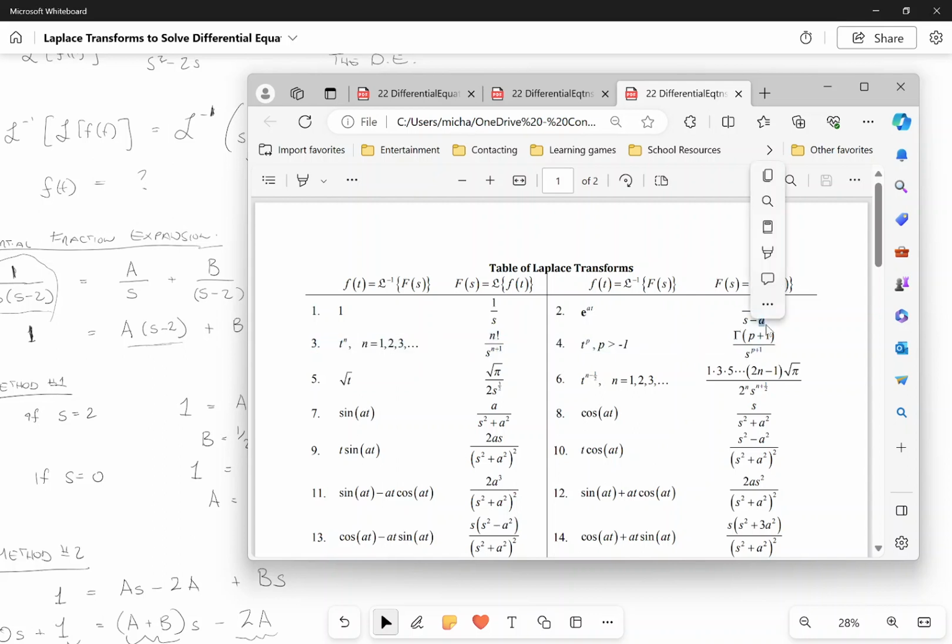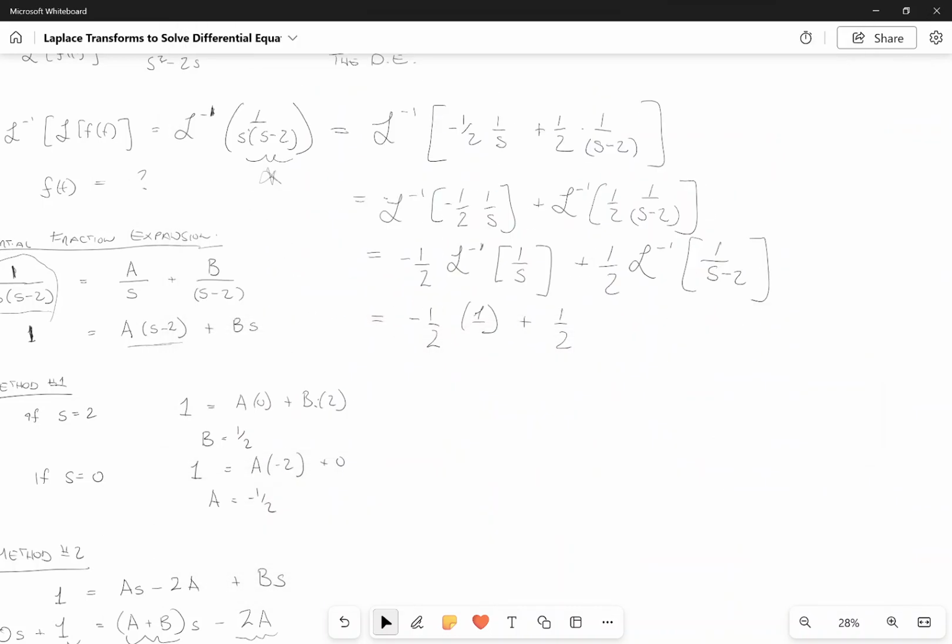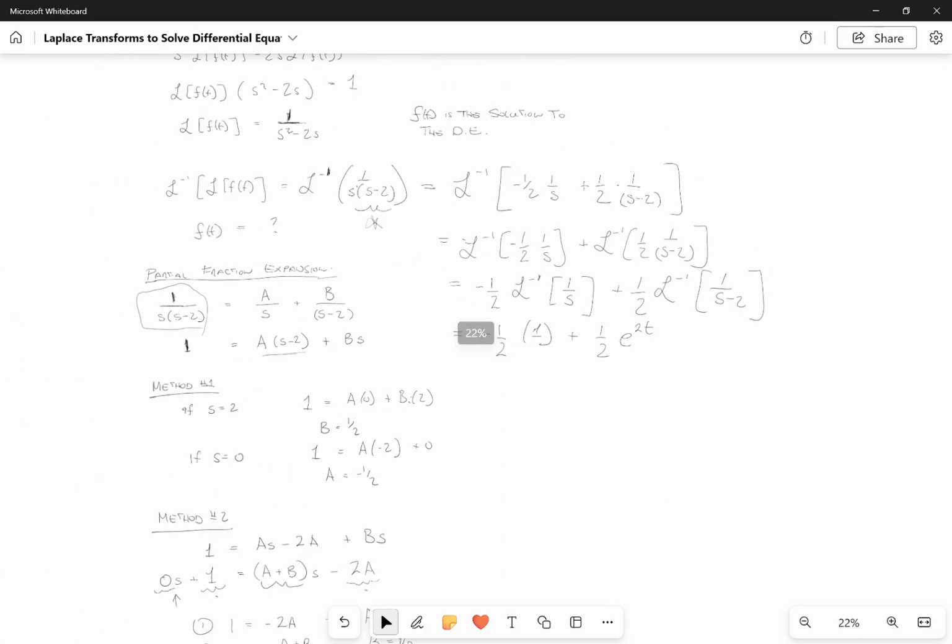Okay. So that means a is 2. 1 over s minus 2. So a is 2, so the inverse Laplace transform is e to the 2t. Let's take that out of the way. E to the 2t. So f of t, this is what f of t is.